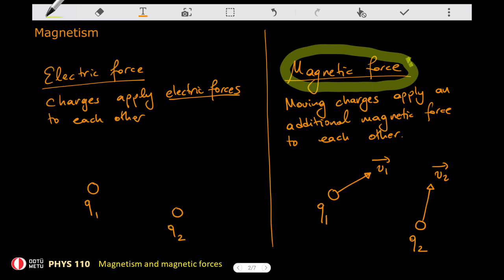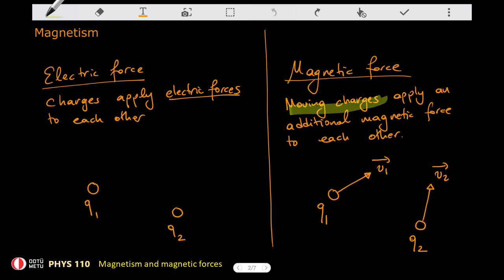This time, I'm going to claim that if two charges are moving, both of them are moving, then in addition to the electric force that they apply to each other, there is an additional force that these moving charges apply to each other. We are going to call that force the magnetic force. So this is the essential idea. Magnetic force is the force between two moving charges. But of course, two moving charges also apply the electric force to each other. In addition to that, they apply another force which is specific to the moving charges.